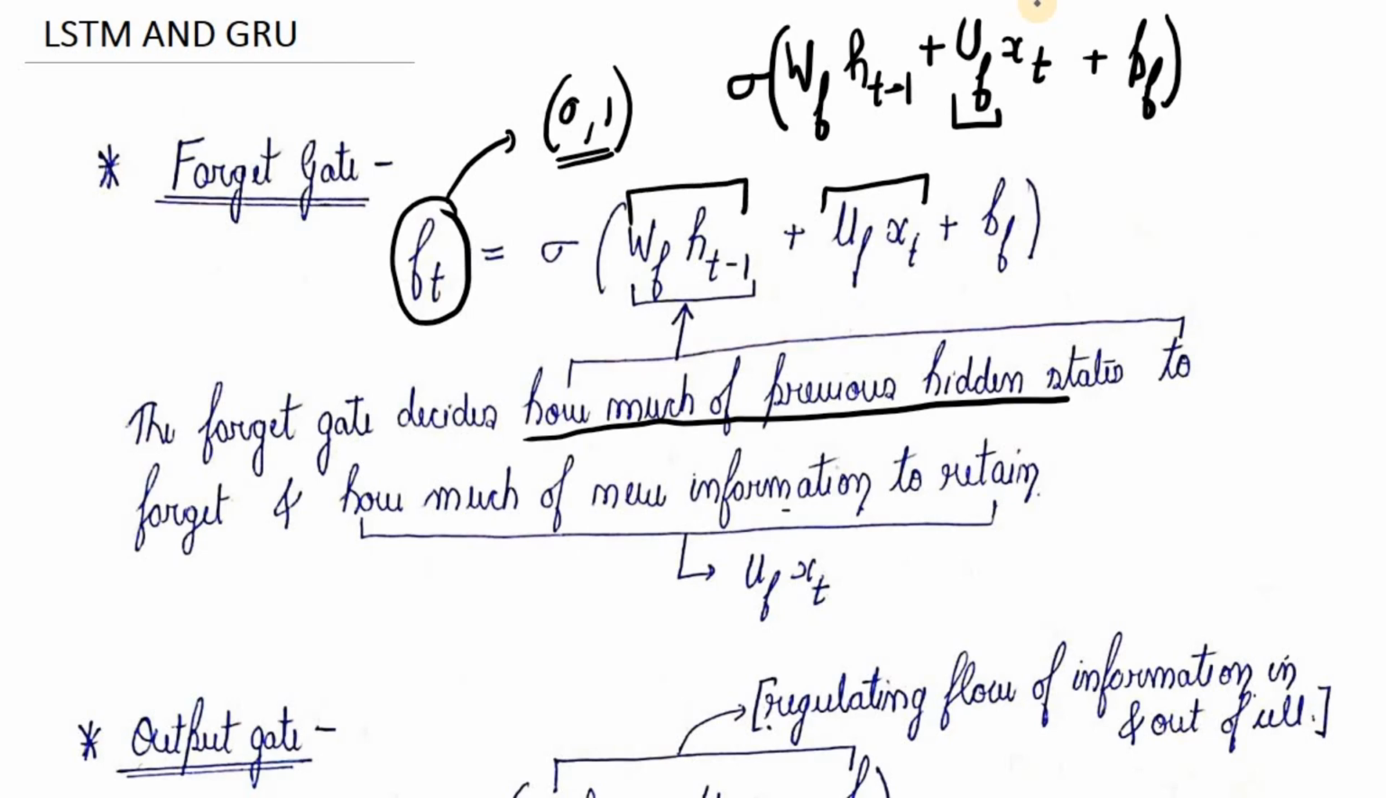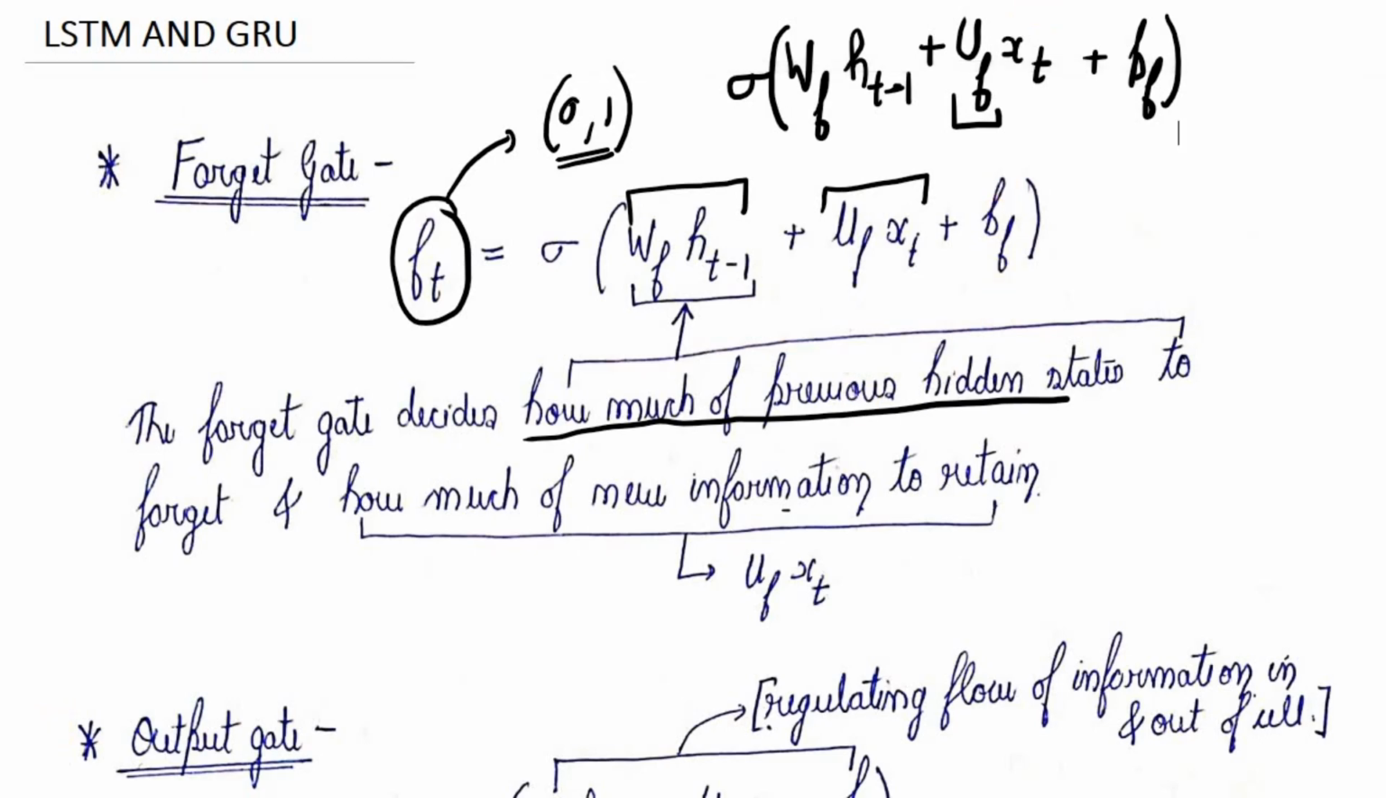Like if I am on day 200 in a year of 365 days, it will tell us how much of the previous 199 days we can forget and how much of the current value we need to retain, that is made sure by this term U F x t.